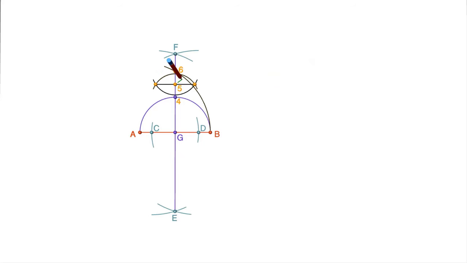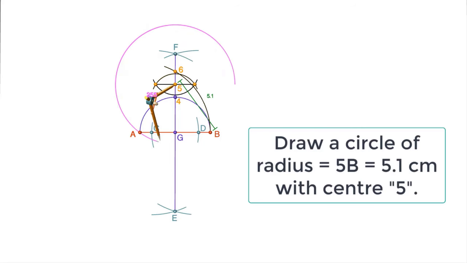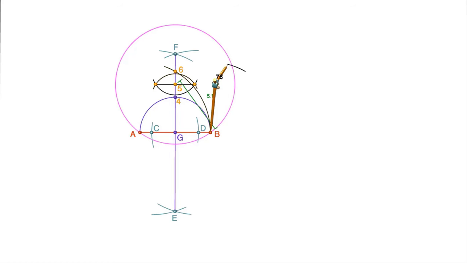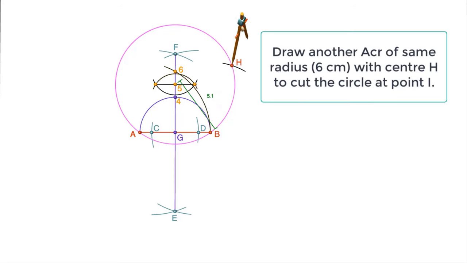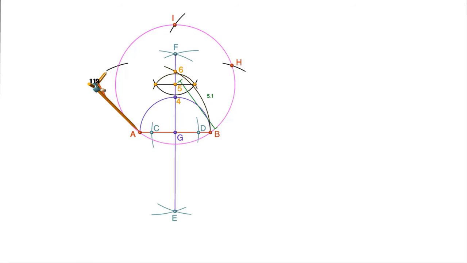So 4, 5 is equal to 5, 6, and from 5 to B, this distance is equal to 5.1 centimeter. So taking 5.1 centimeter as the radius, let us draw a circle taking 5 as the center for the pentagon. Now taking B as the center, let us draw an arc to cut the circle at a point, and the radius should be equal to 6 centimeter, that is the side of the pentagon. Similarly, taking H as the center, we'll get another intersection point I, and now we can draw another arc from point A, and also do the same thing taking I as the center. Both the arcs will cut the circle at a point, let that point be J.